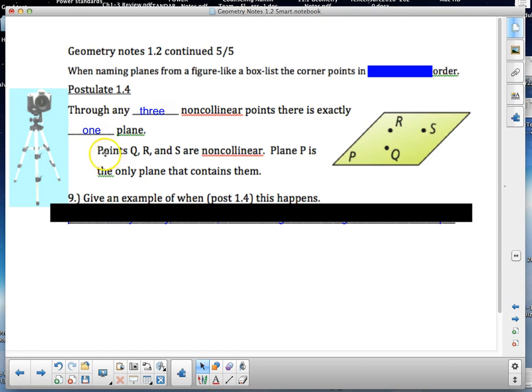Okay. Points Q, R, and S are non-collinear. Plane P is the only plane that contains them.